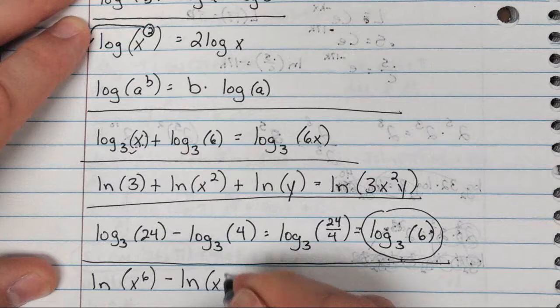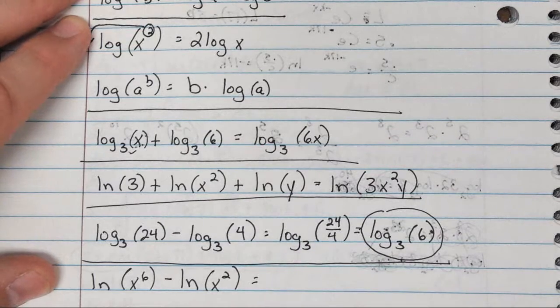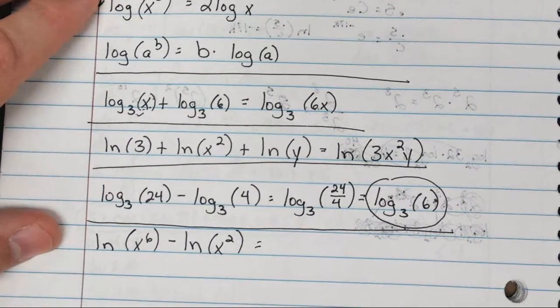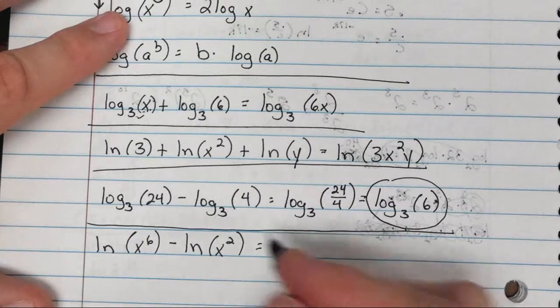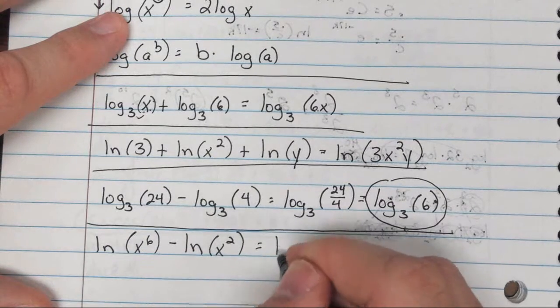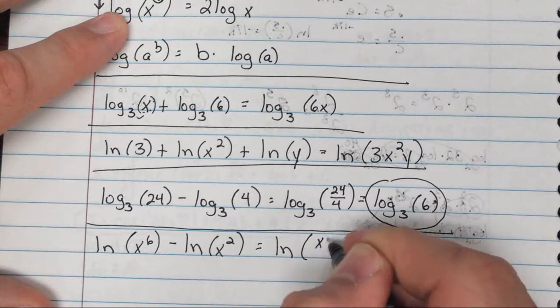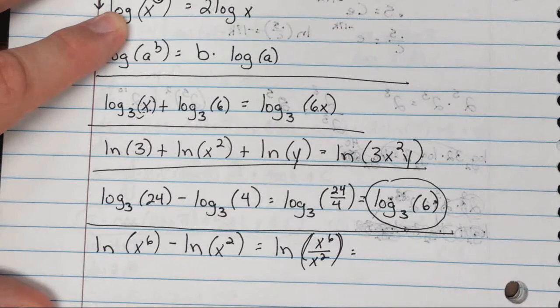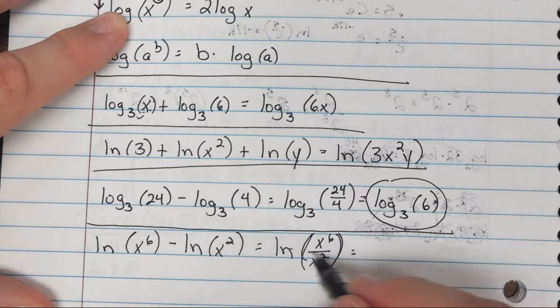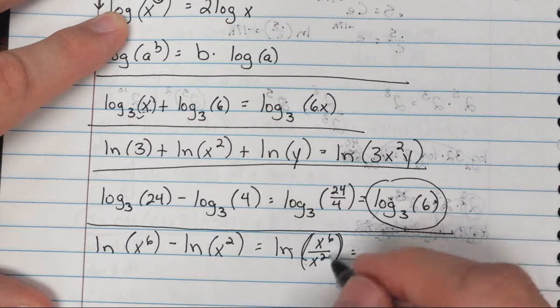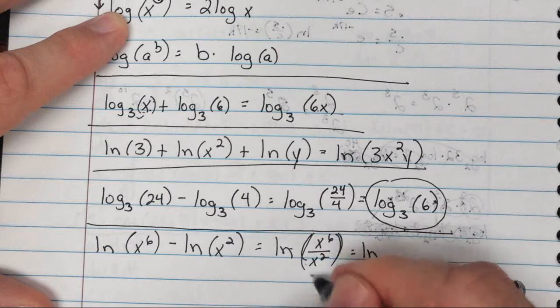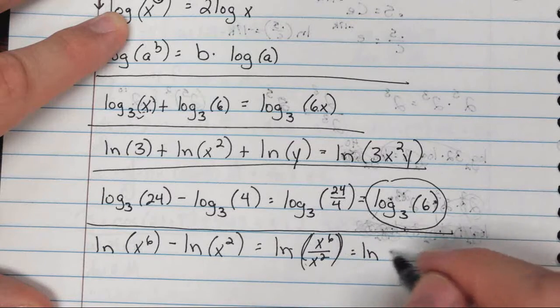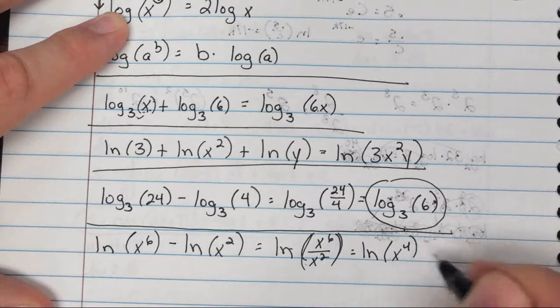Log of x to the 6th minus log of x to the 2nd. Again, the subtraction of logs can be written as a quotient. That'd be x to the 6th over x to the 2nd. And always remember to reduce if at all possible. Natural log of x to the 6th over x to the 2nd. Back in the first chapter when we talked about rules of exponents, x to the 6th over x to the 2nd will be x to the 4th.